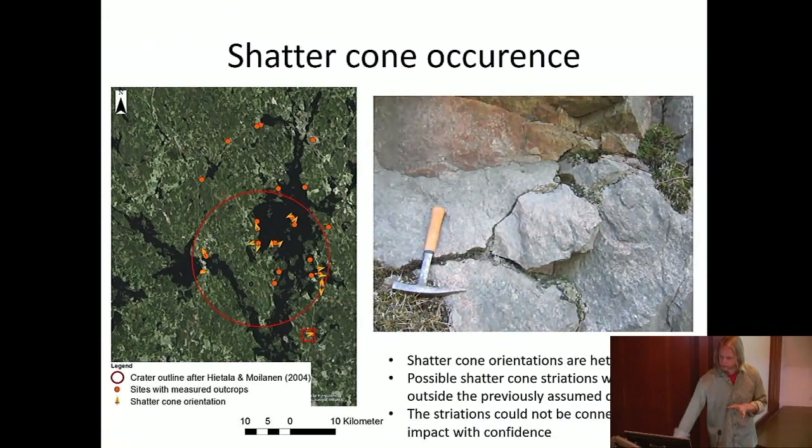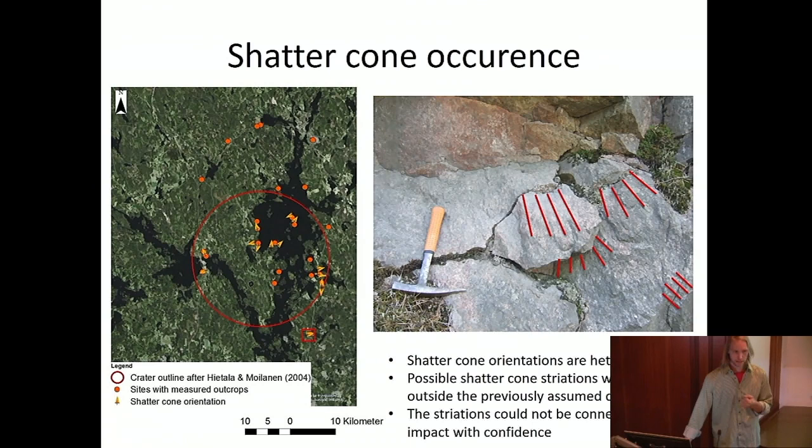There are a few striations at this outcrop, striations being over here. However, these striations are not very well developed. So with that, it could not be determined with confidence whether these are shatter cone striations or something else. They may be slickensides instead. So since this was the only finding of any type of striations outside the structure, we can say that our findings do confirm the size of the impact structure, as said previously by Hetterler and Moilanen.